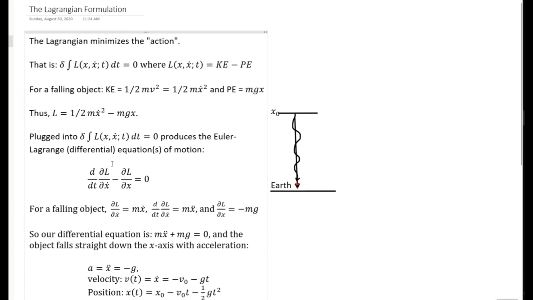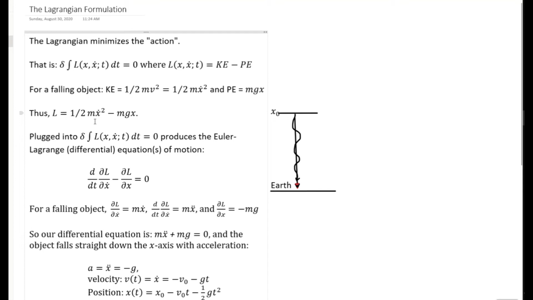Let's look at the partial of L with respect to x dot. Right there's an x dot. If I take the derivative with respect to x dot, it becomes 2 times 1/2, there goes that, m x dot. That is that piece right there. If I take the derivative with respect to time, m x double dot. And lo and behold, if I do m x double dot minus the negative of mg, I get 0. Or if I solve that, m x double dot is equal to minus mg. The object falls down. Isn't this Newton's law? So the Lagrangian encapsulates the differential equation.